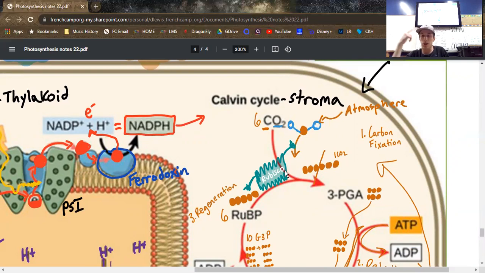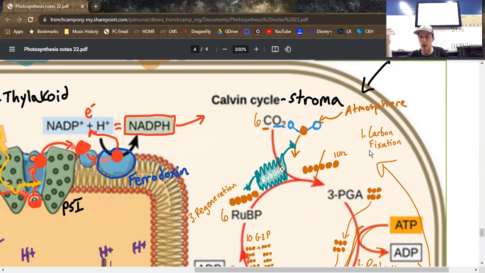Seuss looking character from the TED Talk video, he's going to match CO2 with this 5-carbon molecule, RuBP. And then when he does that, we get this 6-carbon compound that then gets split into a 3-carbon compound. So we go from having 6-carbon molecules to 12 3-carbon molecules. If you're confused why we split that, that's just part of this process of carbon fixation, which is step 1. We didn't lose any carbons.